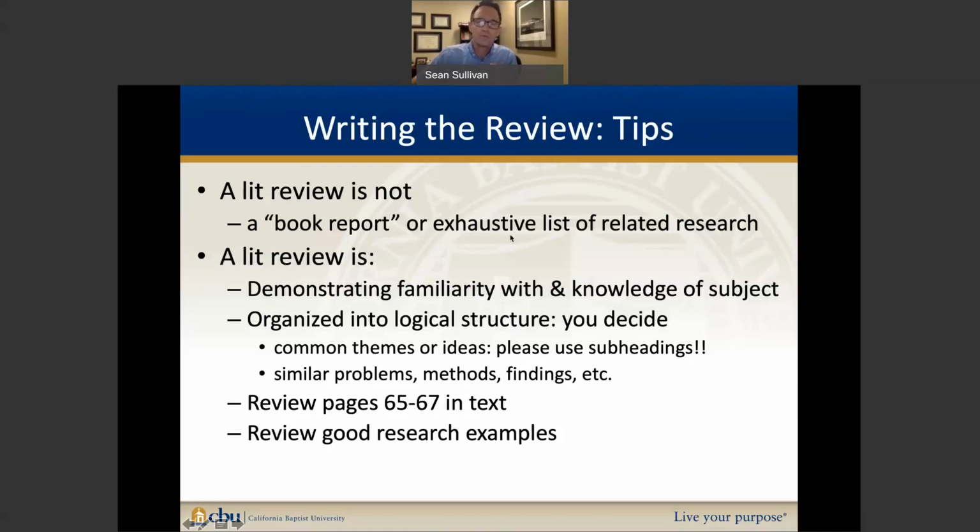So a lit review is not a book report on an exhaustive list of studies. It is an overview that demonstrates familiarity with your subject, and it's organized in a logical way that makes sense to you. And you do that through subheadings and themes. You might group it according to articles that address similar research questions or problems, or articles that address similar methods. You might organize all the survey research on your topic and then all the qualitative research and all the experimental research, if that makes sense. It's your decision, but it should be logical and it should be thematic rather than a book report 1, 2, 3, 4, 5 sort of format.